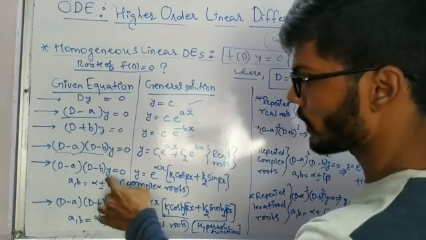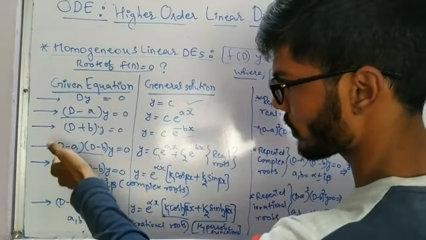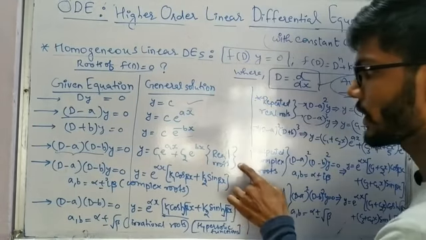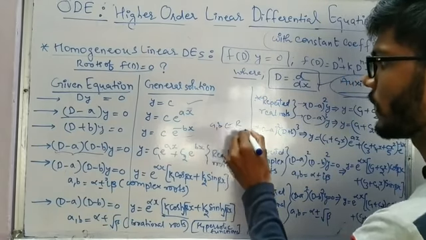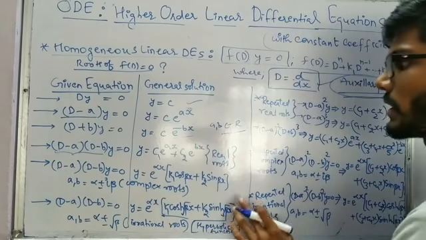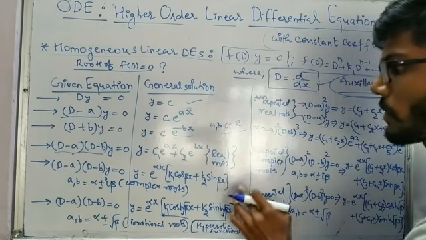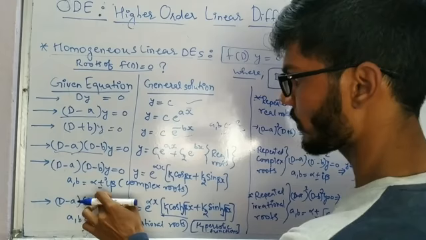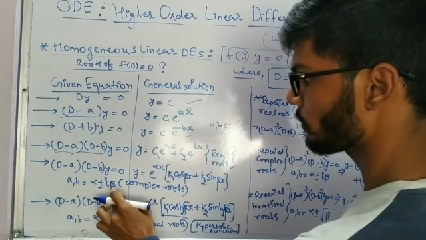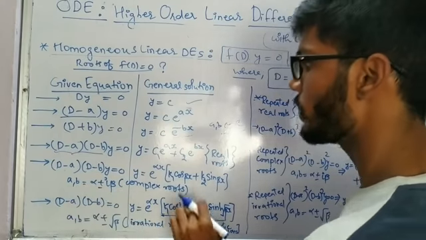So in the next case, we have (D - a)(D - b) y = 0. You can see the equation is the same, but in the previous case we had real roots. Real roots means a and b are real numbers, so we can simply write the solution as c1 e^(ax) and c2 e^(bx). But if the roots are complex, meaning a and b are not real numbers, a = alpha + i beta and b = alpha - i beta.